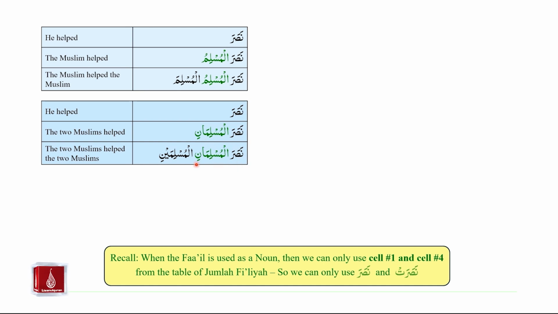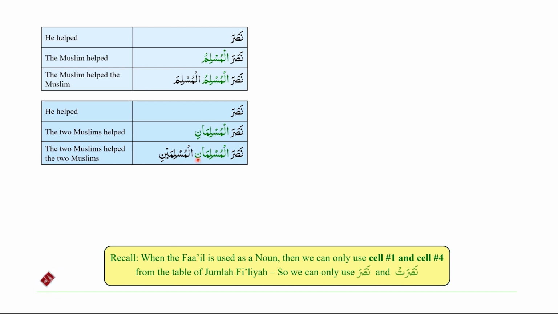Nasara al-Muslimani al-Muslimaini. The two Muslims helped the two Muslims. Al-Muslimani is two Muslims. Al-Muslimaini is also two Muslims. However, Al-Muslimani is marfu. Al-Muslimaini is mansoob.